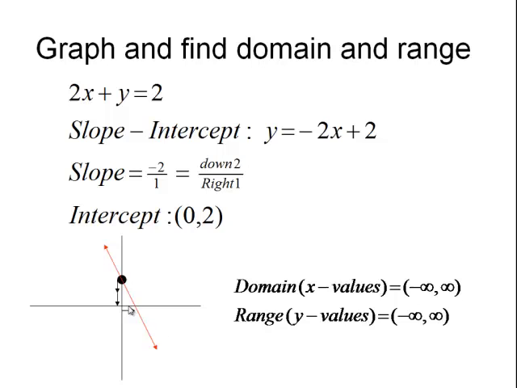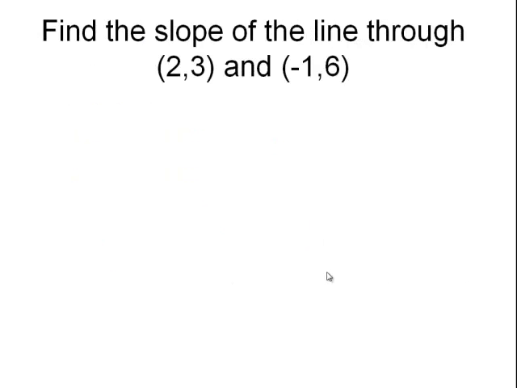Your domain starts at 0 and goes right and goes left. Your range starts at 0, goes up, and goes down. So those are both negative infinity to positive infinity, and you put parentheses on those. So you can sketch the graph and look at domain and range.